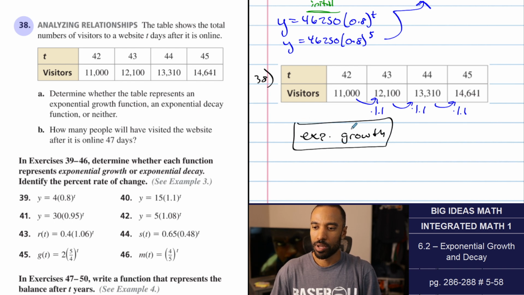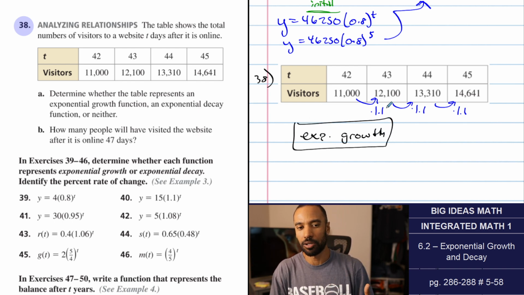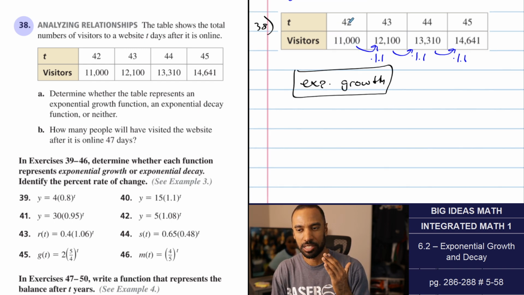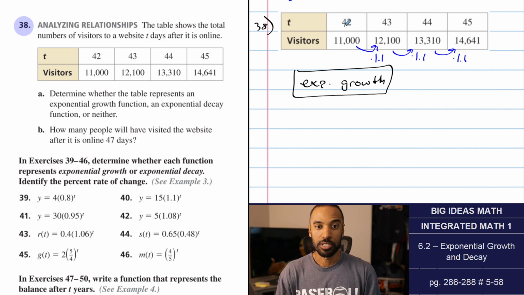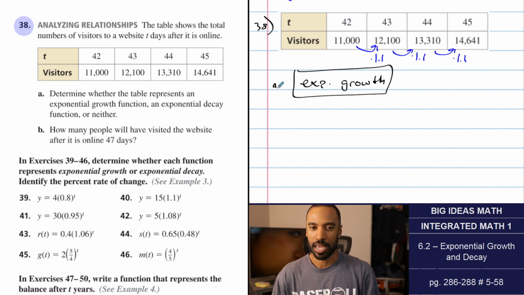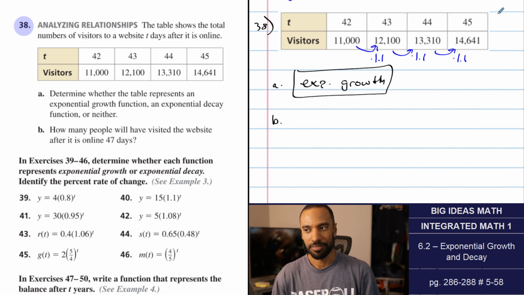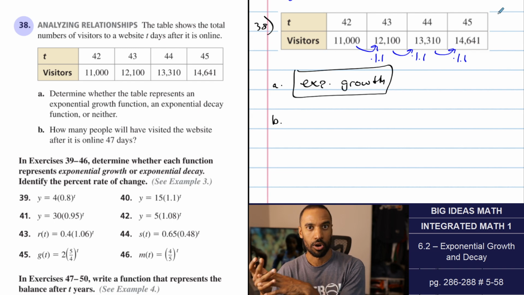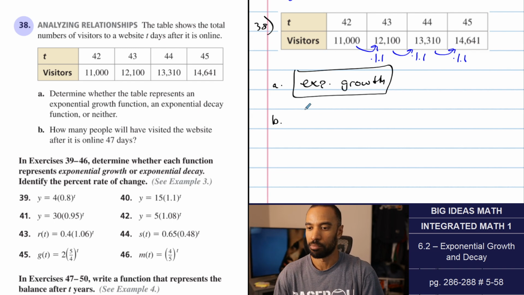Now, this model, once again, depends on if we want to play with the model or what have you. We have to express this as an initial amount, but that's at day 42. They say, part B, how many people will have visited the website after it is online 47 days? This is 42 days. 47 is only 2 days away from 45. So you have 2 options. Write a whole function. This time, let's just do the recursion portion of this.